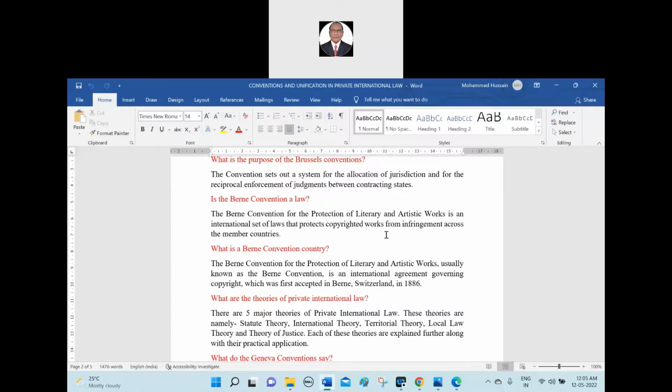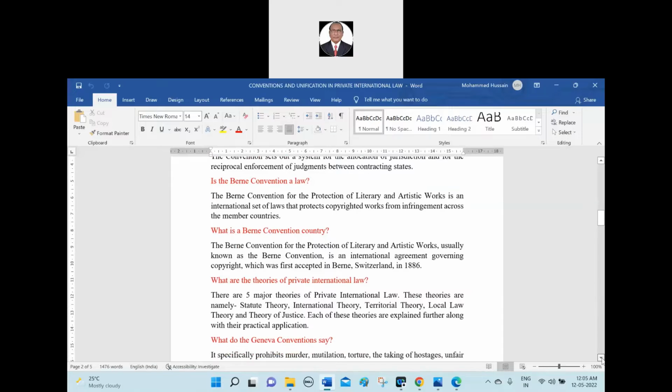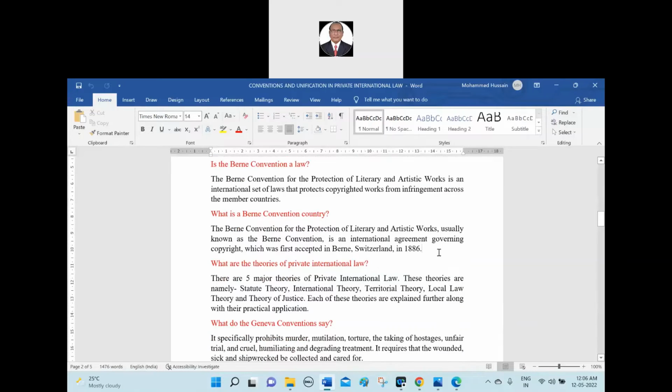So what are the Berne Convention countries? Of course, almost all the countries are members of the Berne Convention, an international agreement governing copyright, which was first accepted in Berne, Switzerland in 1886. So the first one happened in Switzerland. That's why I told you, Switzerland has a lot of money, and Norway, Switzerland, and Holland, Netherlands, they have a lot of money and they also support funding.